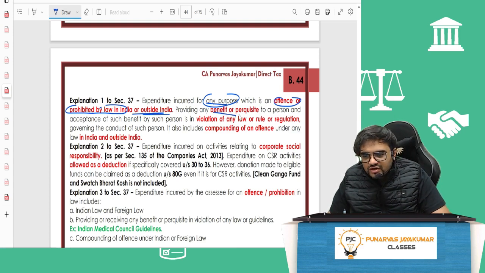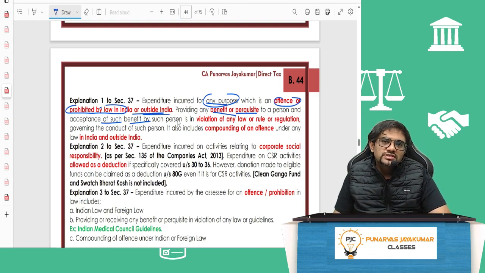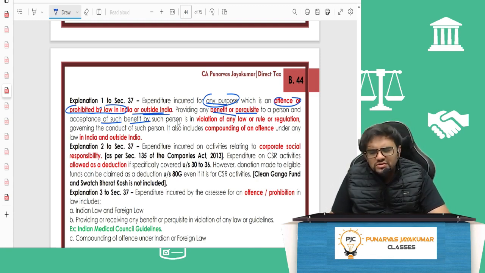Providing any benefit or perquisite to any person also. Generally, the Indian Medical Association has come out with guidelines asking doctors not to charge commission for issuing medicines. Basically, it's a huge scam. Actually, most of the doctors do it.